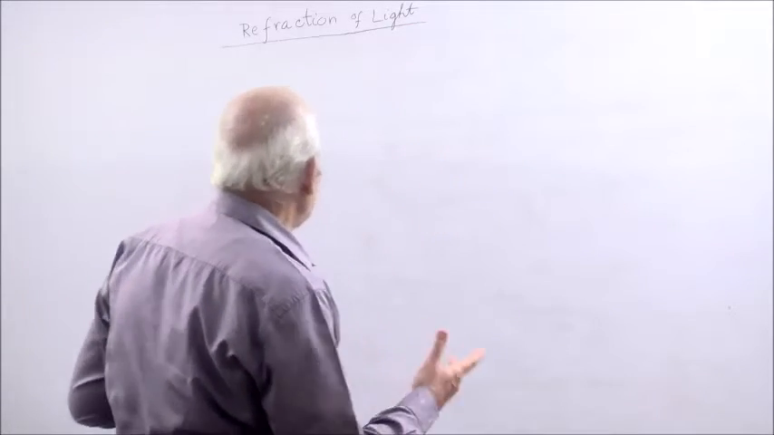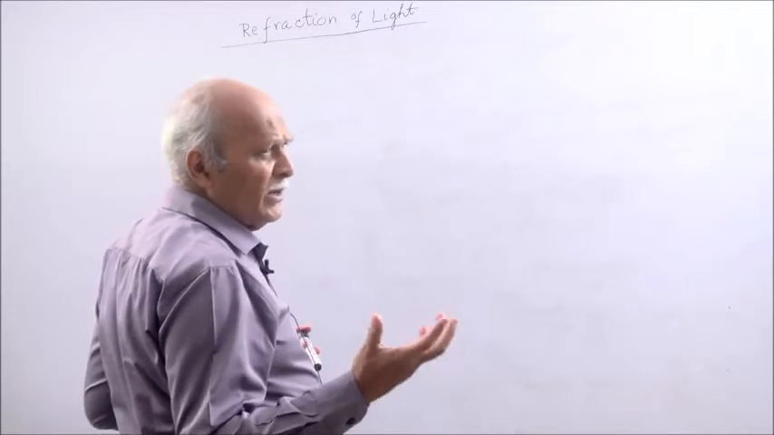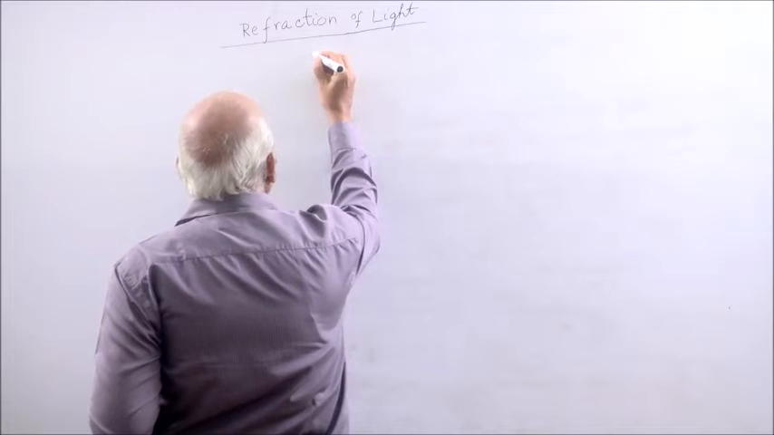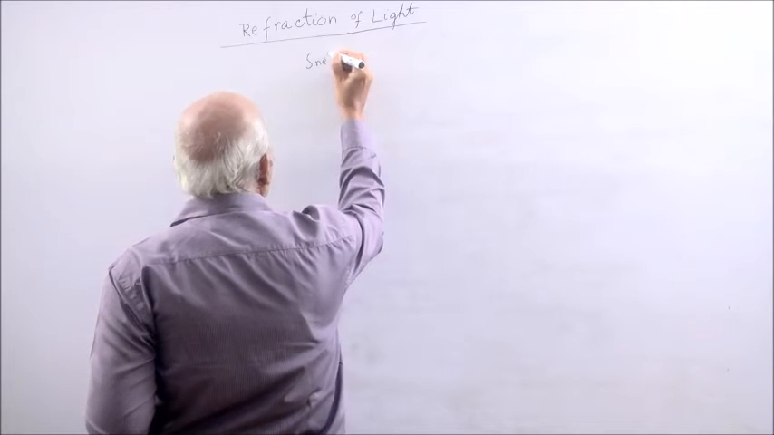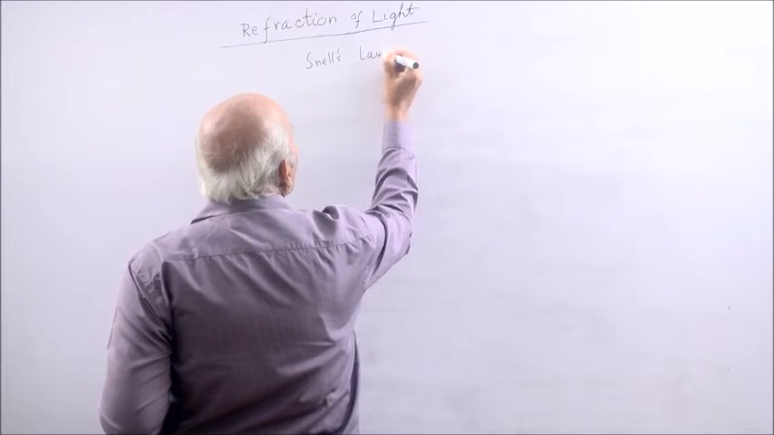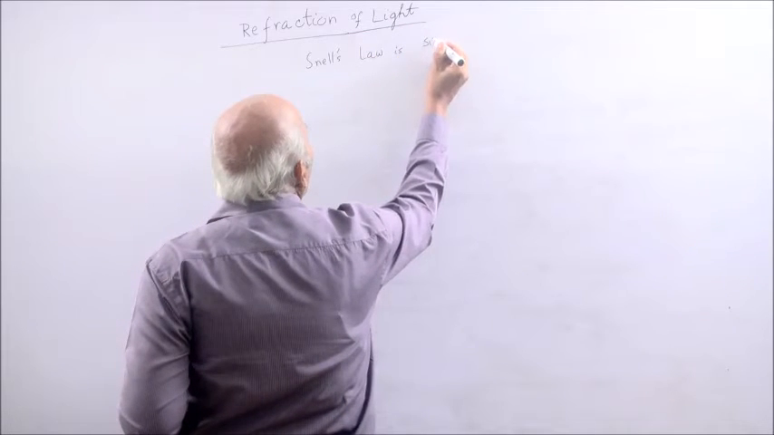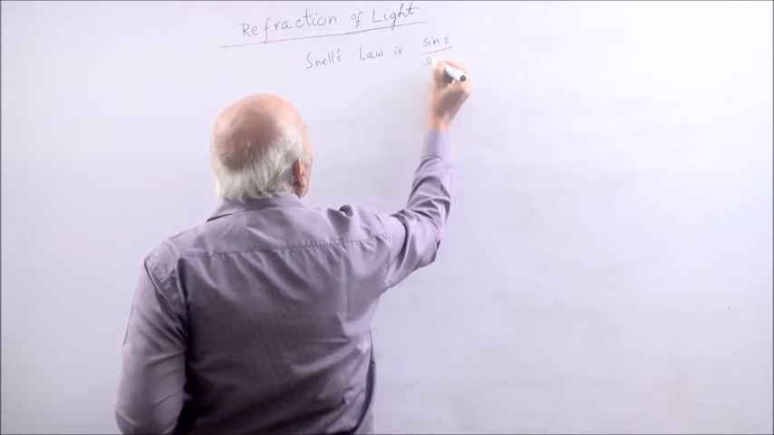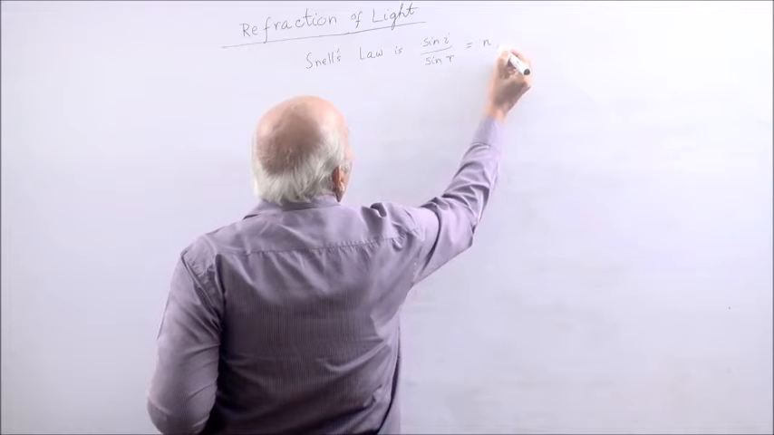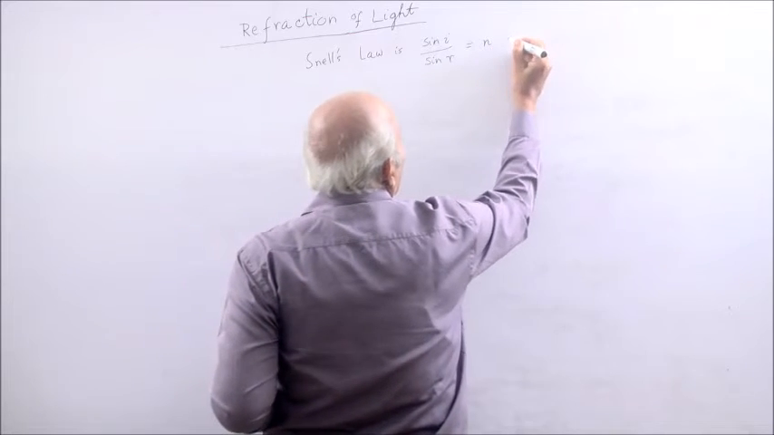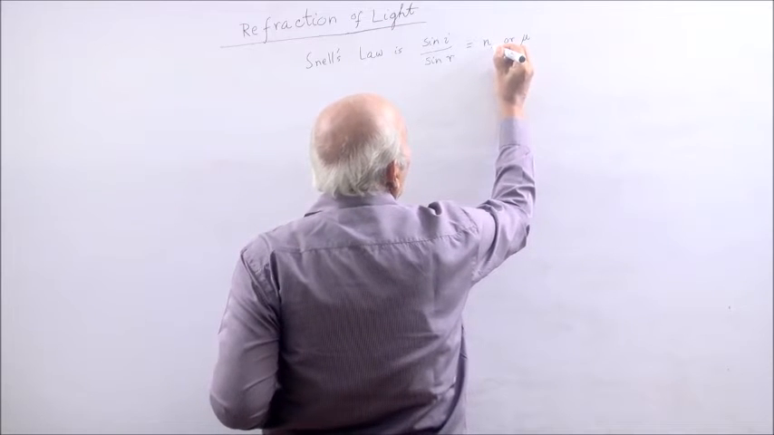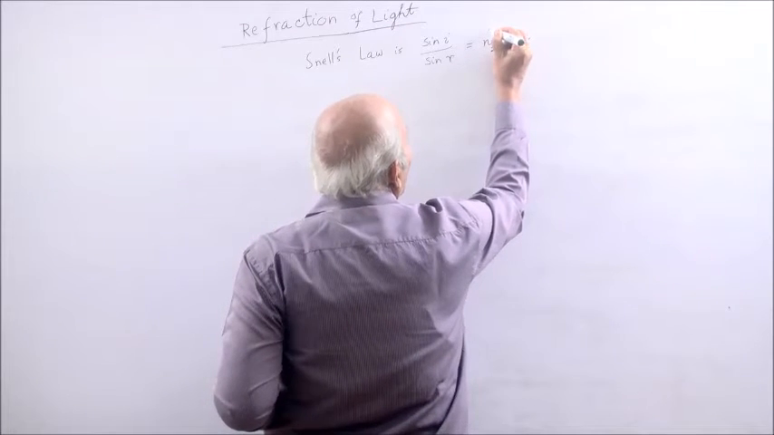One is the incident ray, refracted ray, and normal lie in one plane. The important second law is called Snell's law. As per the scientist Snell, sin i by sin r is equal to n. n means refractive index, n or mu, of medium 2 with respect to medium 1.